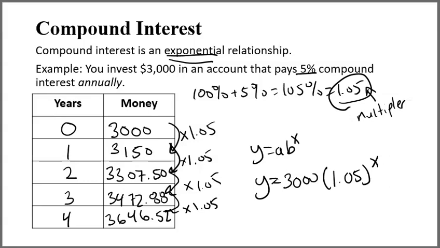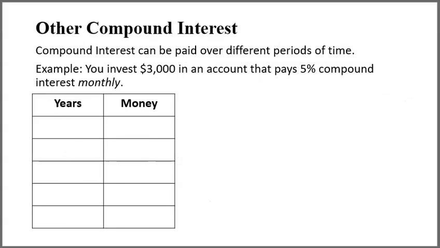Okay, the last one we're going to talk about is other compound interest. Interest doesn't have to be paid annually like in simple interest and our first compound interest. It can be paid over different amounts of time. So in this example, we're going to pay that same 5% interest but monthly. Okay? So we still have years here, and we still have the same initial amount.